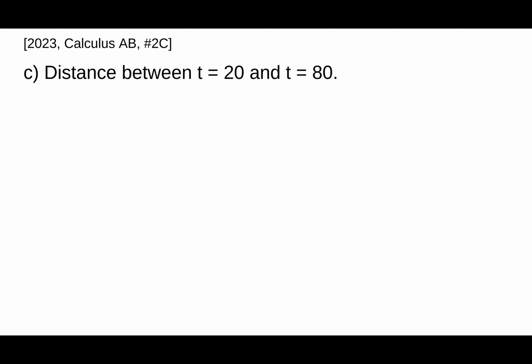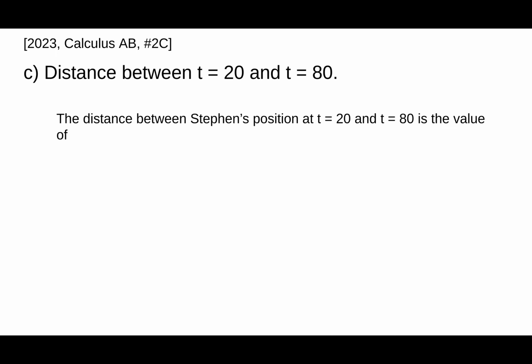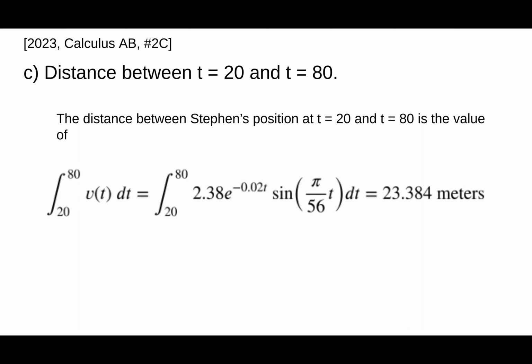So we can do this using our calculator to calculate the definite integral from 20 to 80. Whatever that is, that's the total distance between his position at t equals 20 and t equals 80. The integral from 20 to 80 of v of t dt is the integral from 20 to 80 of this big nasty function with an exponential and a trigonometric function. But it's a calculator active question, so we're going to use our calculator to do this, and it turns out it's 23.384 meters.